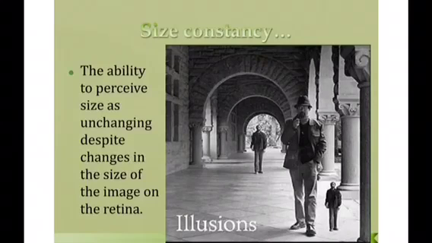This picture is interesting because we have size constancy. We have the ability to perceive size as unchanging despite changes of the size of the image on our retina. For example, the man in the background is only about a quarter of the size of the man in the foreground. We don't perceive him as a tiny little man. We perceive him as just further away.